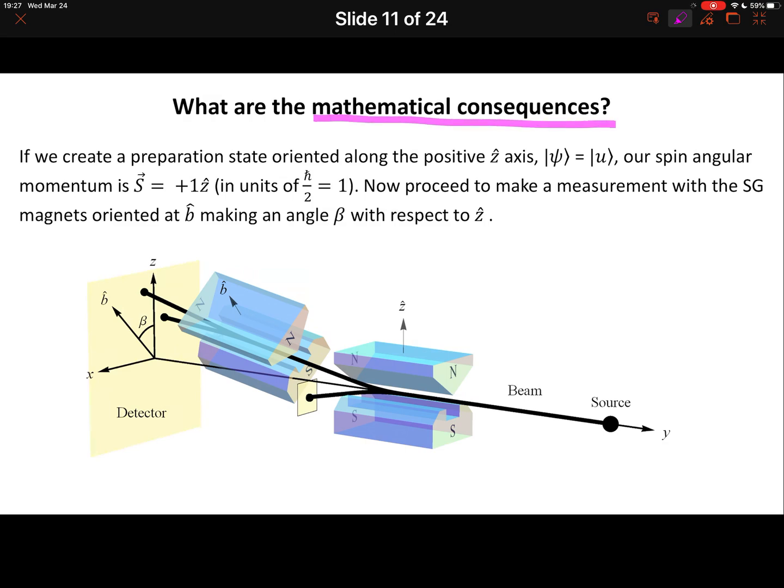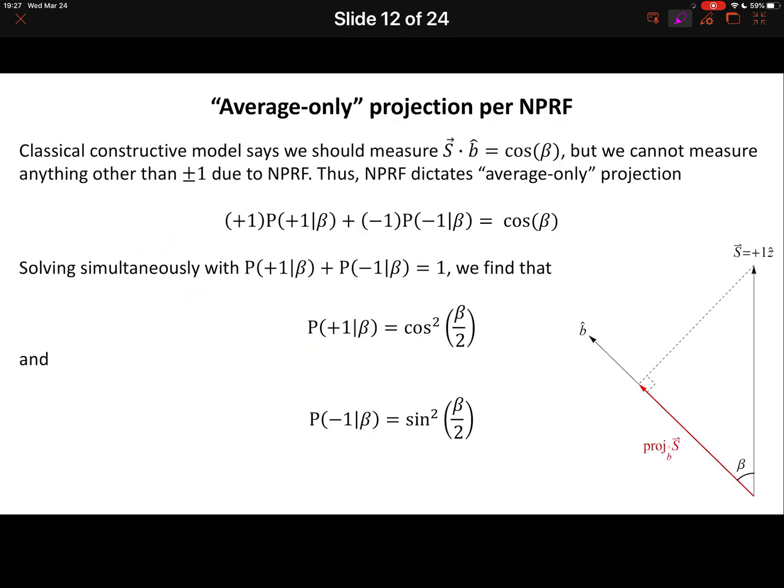What are the mathematical consequences now of this empirically discovered fact? Complete this principle explanation here. Let's pick off our Z hat spin up state coming through here, and measure with Stern-Gerlach magnets at B hat, oriented at beta relative to Z hat. Our constructive explanation that doesn't work would tell us that, coming through in this orientation, our spin is 100% up, and we're going to measure it over here at B hat, so we should get this projection, cosine beta.